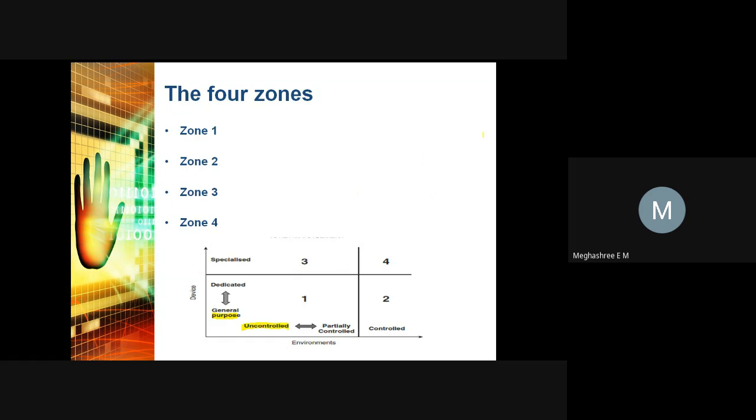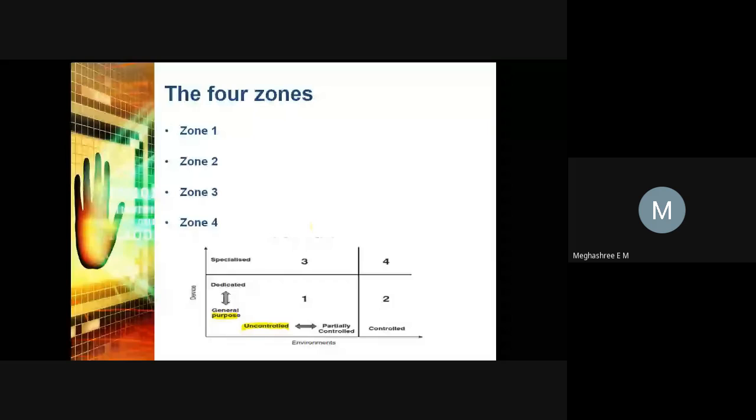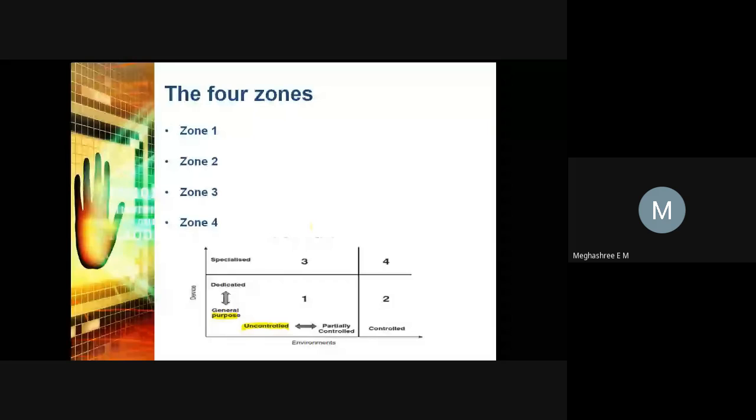So that is zone 2. And when it comes to zone 3, specialized devices need to be placed in an uncontrolled, that is less secured, environment. Like we place automated teller machines, right? That is ATM. So it is a specialized machine, but it is placed in an uncontrolled environment. That is all about zone 3.